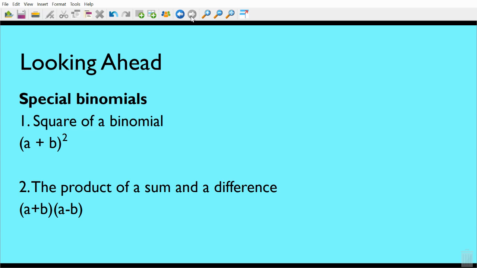Looking at special binomials, these are two different ones that we'll look at more in the next section. This is a special case you'll want to know later on. It's important to understand what these are. This is a square of a binomial, and this here is the product of a sum and a difference. So that's just what we're going to do, two special binomials that we'll deal with later on that are important.